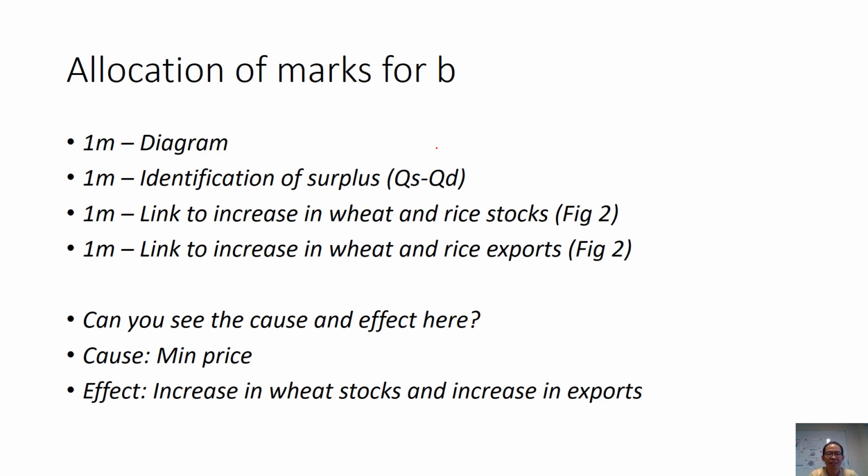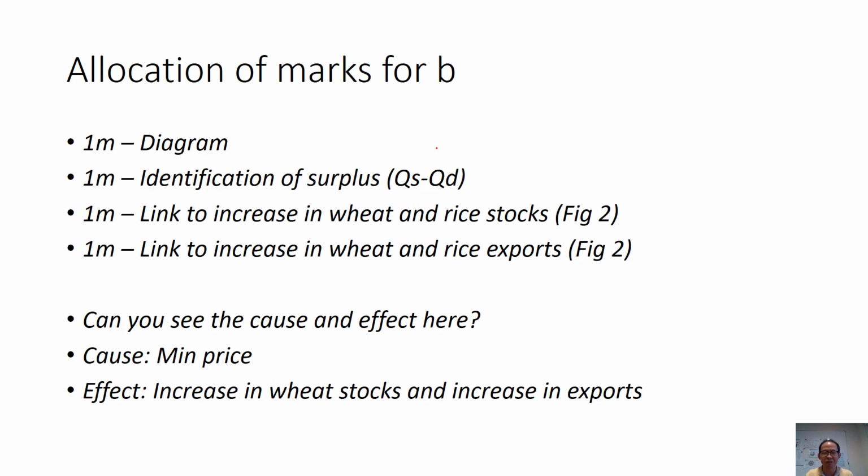So the allocation of marks for B is roughly like that. 1 mark for the diagram, 1 mark for the identification of the surplus. So it basically means 2 marks for a correct diagram and explanation that it leads to a surplus. Then the third mark is if you can link the diagram to the increase in wheat and rice stocks. And the final mark is to link to the increase in wheat and rice exports.